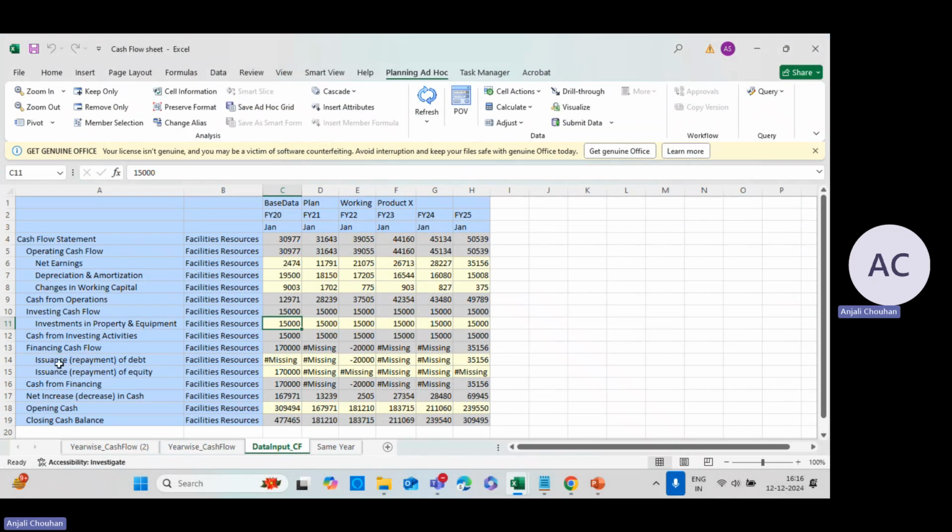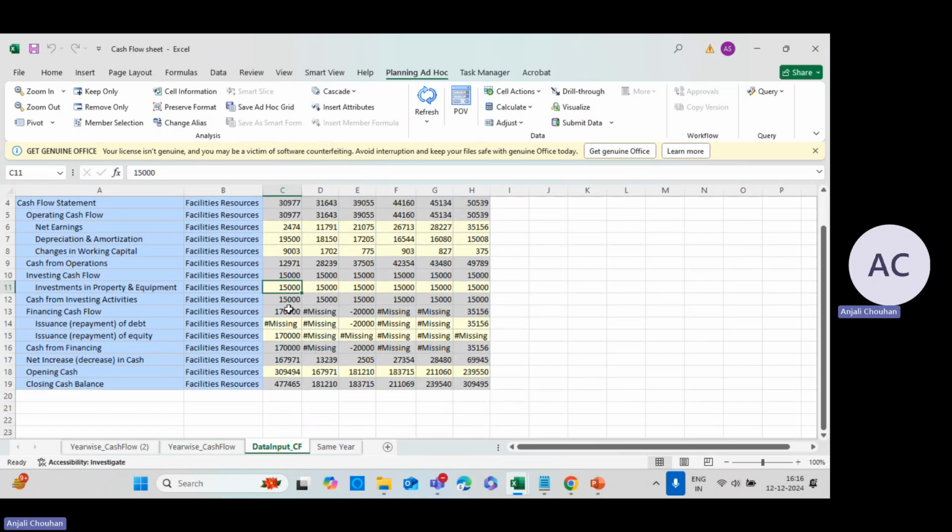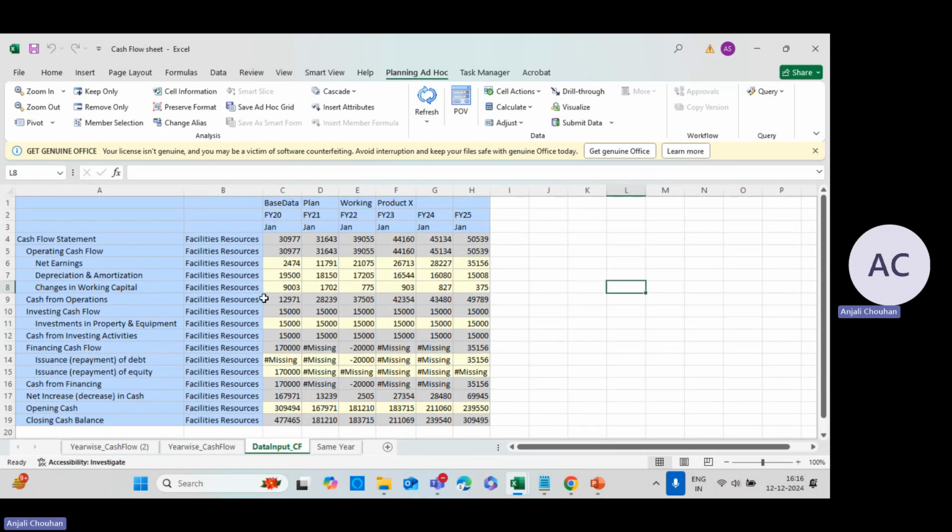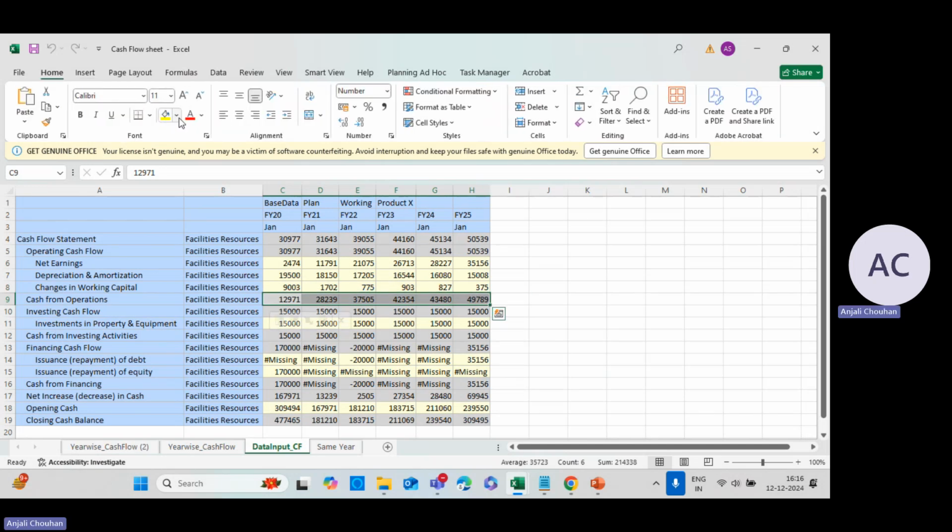Now, the third thing is we need to see the cash from financing activity. So whatever I have done, the data validation we have completed. So let's mark it with a different color, maybe green, or this is also completed. So it should also be green.